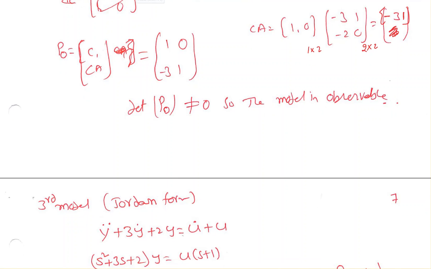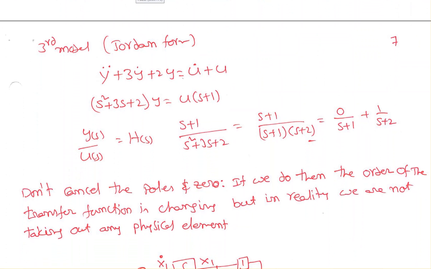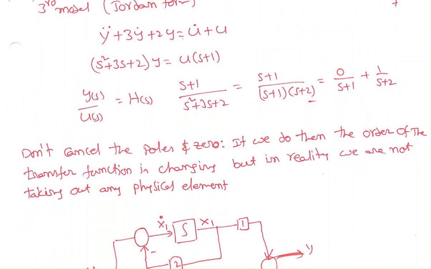Now, I'm going to solve the same thing by using Jordan form. Same example. So here you have pole 0 cancellation. Never ever cancel the pole 0, because then the order of the system is going to change. Then it's not the given physical system to you, because we're not taking out any physical element. So we're not removing any physical element from that physical system. If you cancel out pole 0, that's what it indicates.